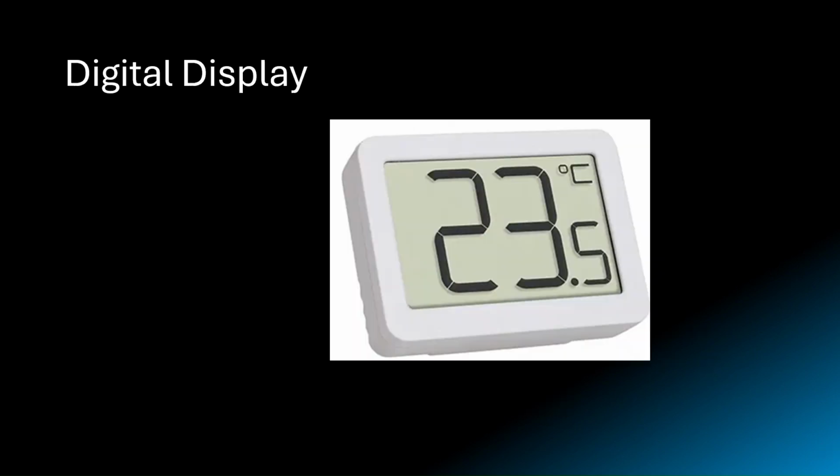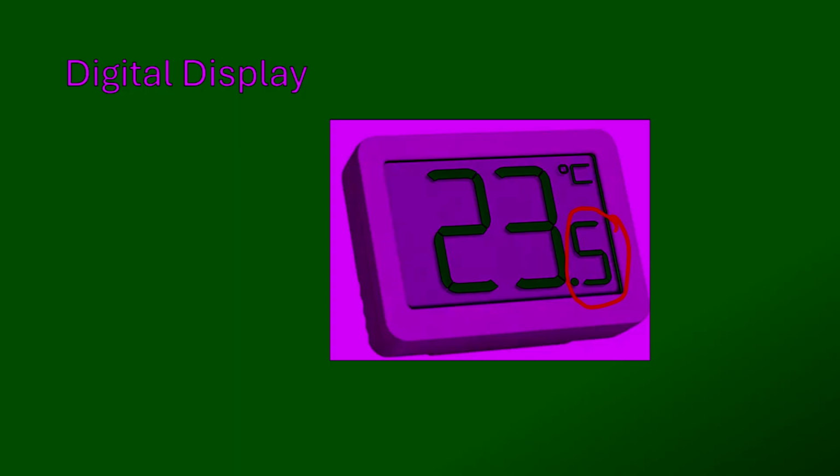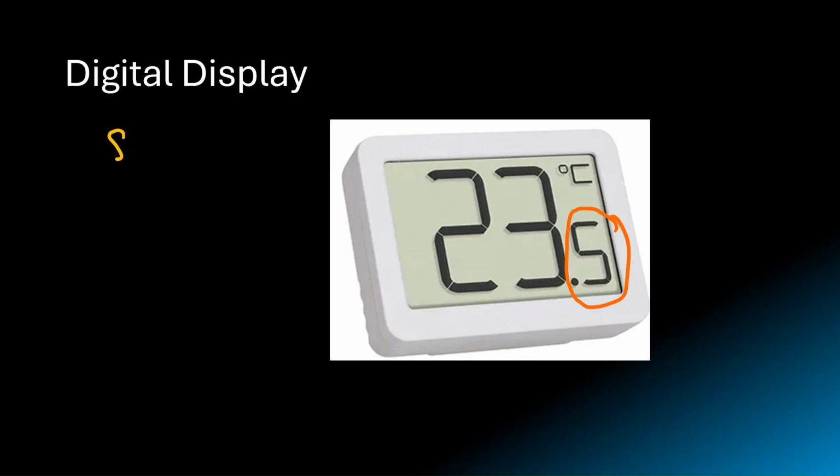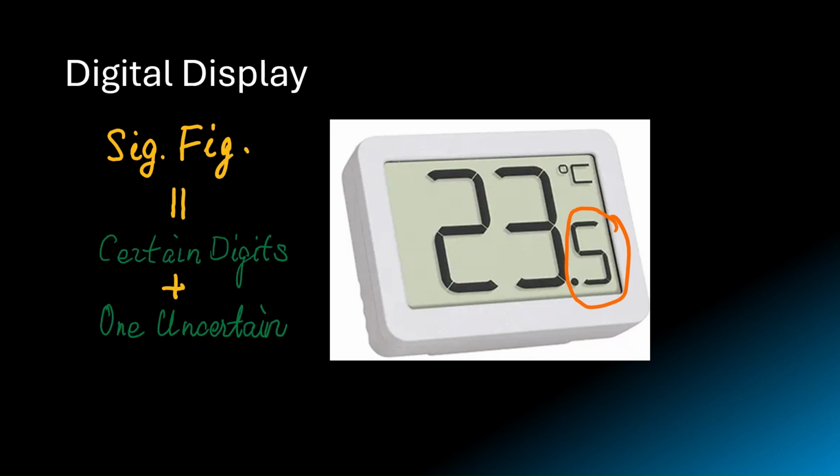In modern labs, digital displays are often preferred for their ease of use. You can read the numbers directly from the screen, such as a digital thermometer showing 23.5 degrees Celsius. However, the principles of uncertainty still apply. In a digital reading, the device performs the estimation of the last digit for you, the 5 in this case. That is the uncertain digit, while the digits preceding it, 2 and 3, are the certain digits. This reading contains 3 significant figures, reminding us that even digital measurements have a limit to their precision.